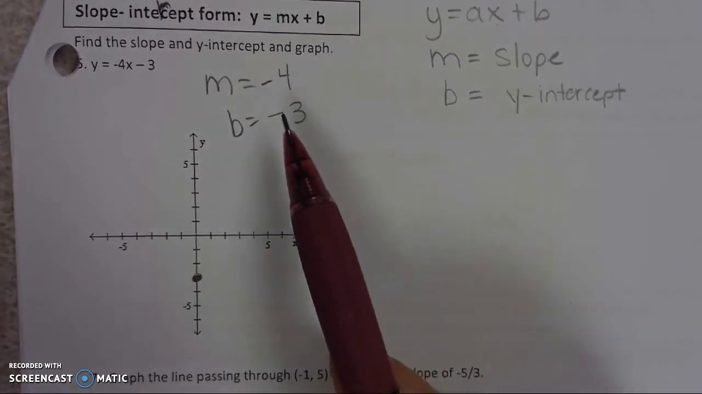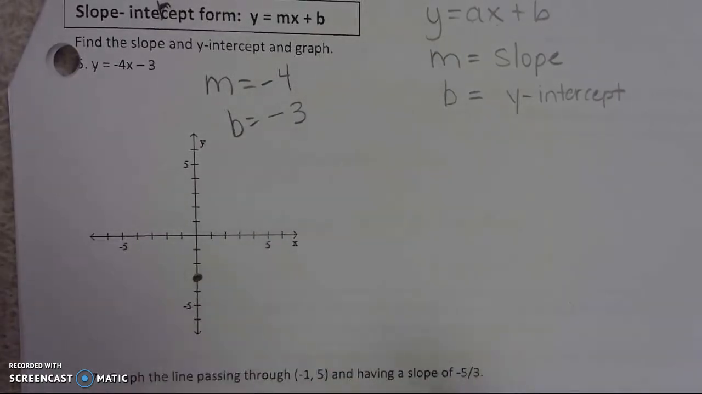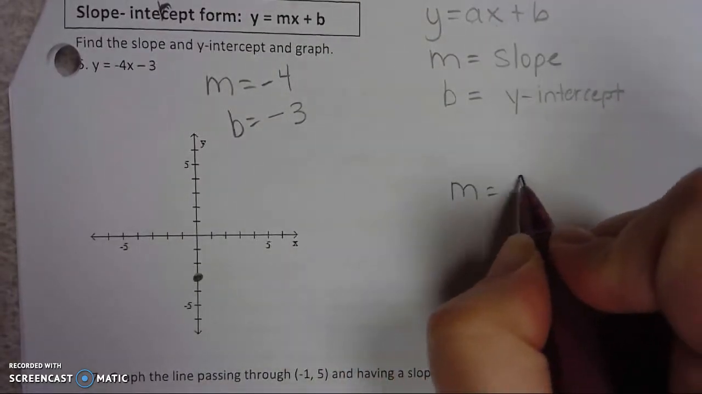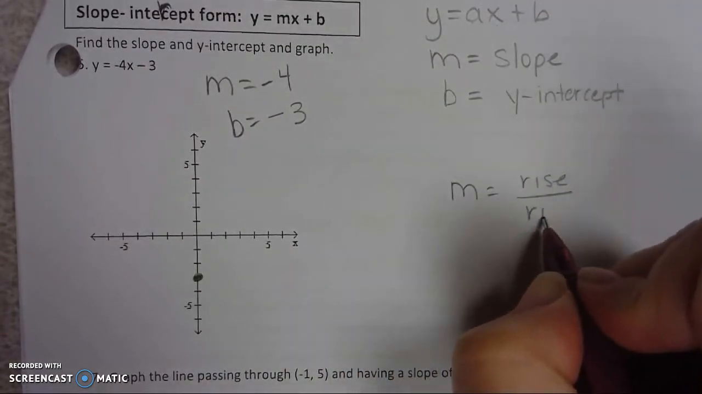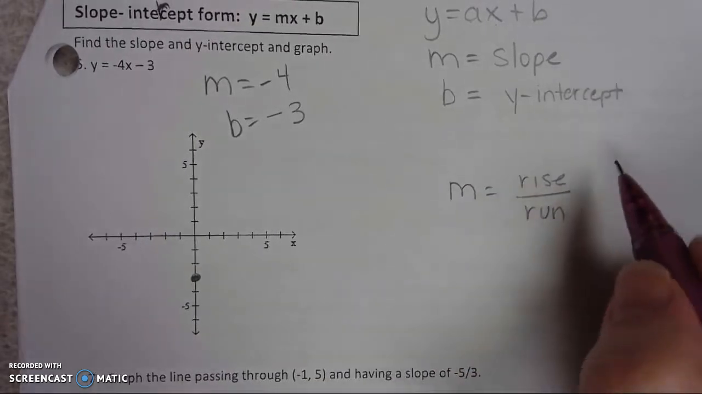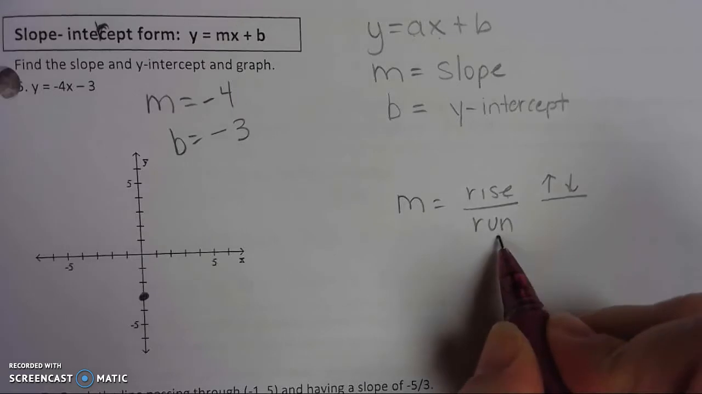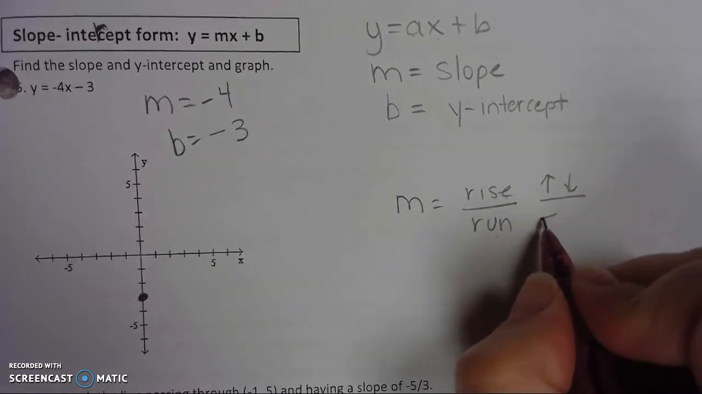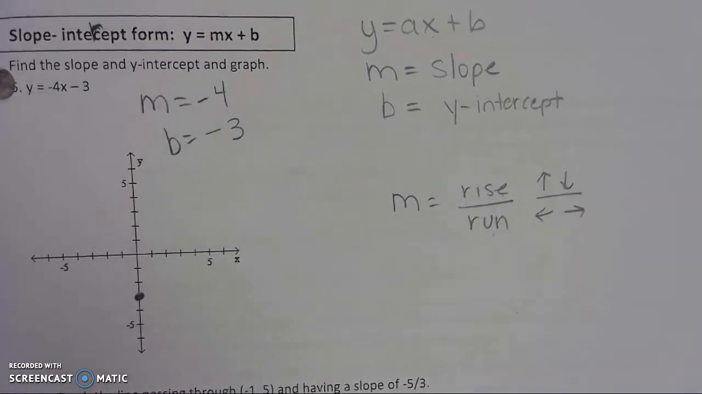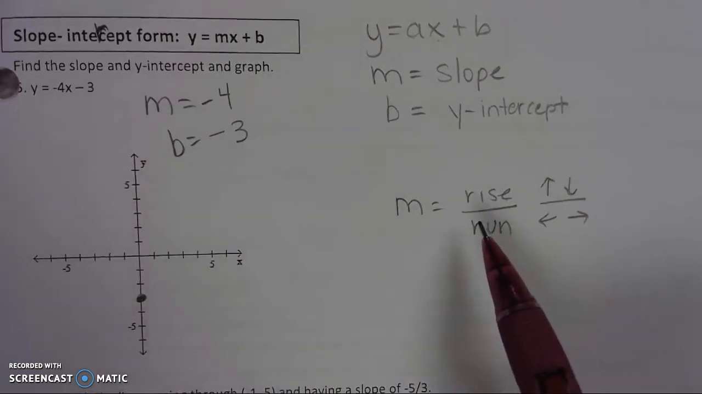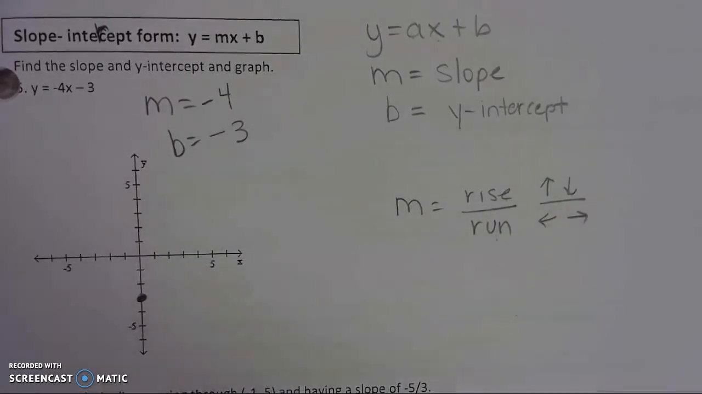Now I can use the slope to get to all the other points that are on this line. And the slope, remember we talked about it being rise over run. The top number tells me how far up or down I can move, and the bottom number tells me how far left or right I can move. That is the ratio between each solution for that equation, or how I get from one solution to the next. The change in y over the change in x.